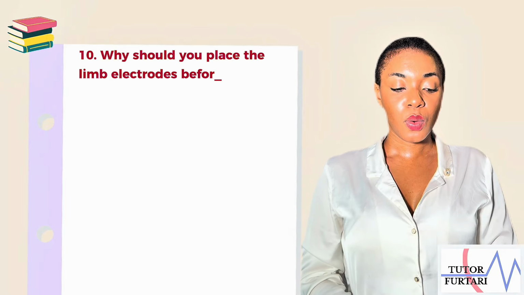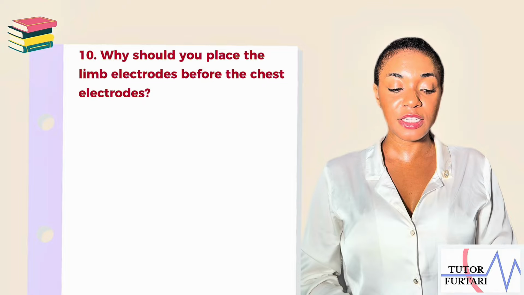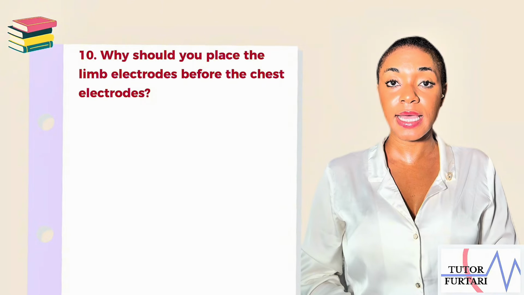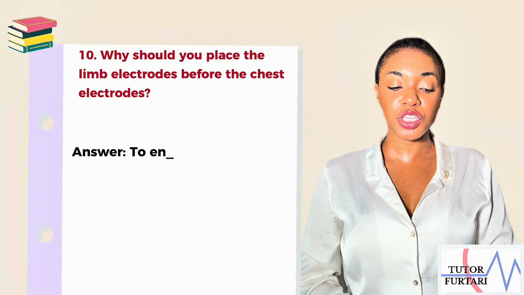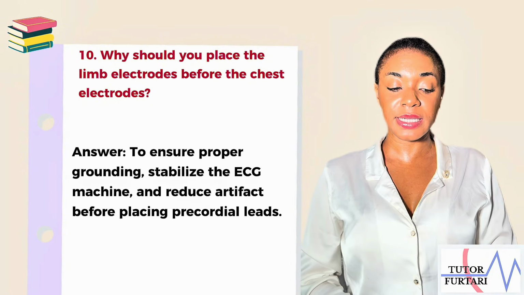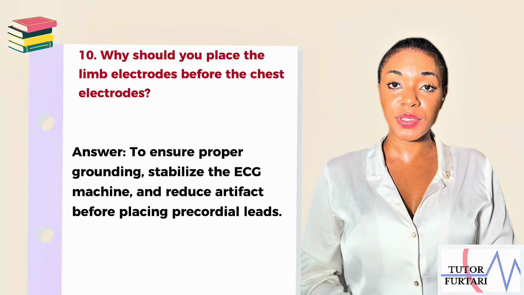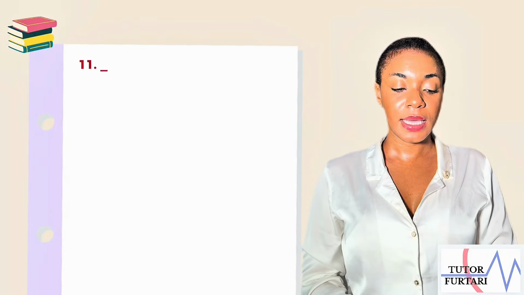10. Why should you place the limb electrodes before the chest electrodes? The answer. To ensure proper grounding, stabilize the ECG machine, and reduce artifacts.